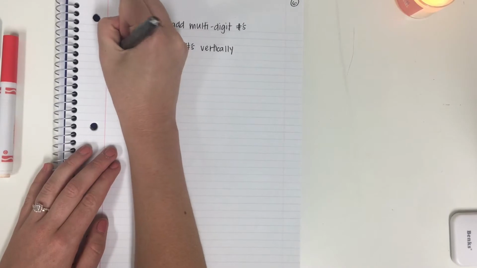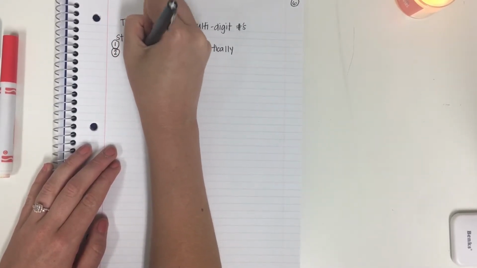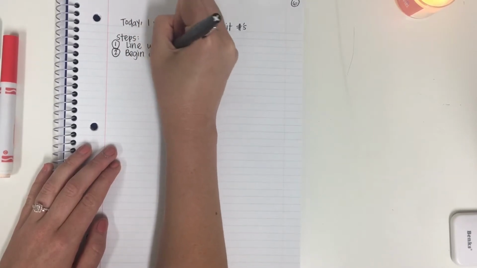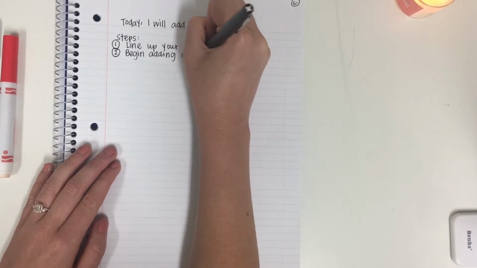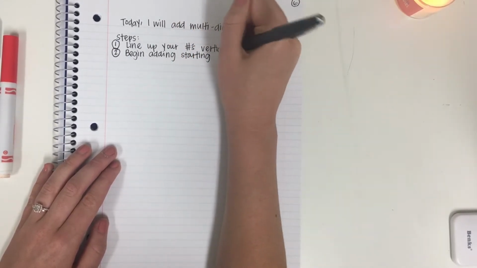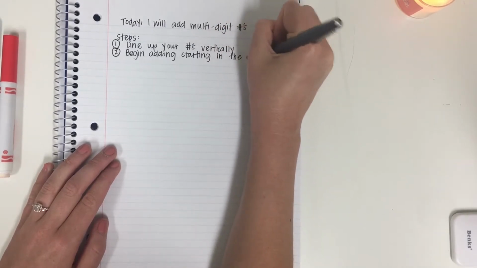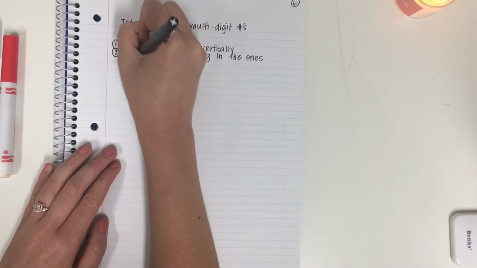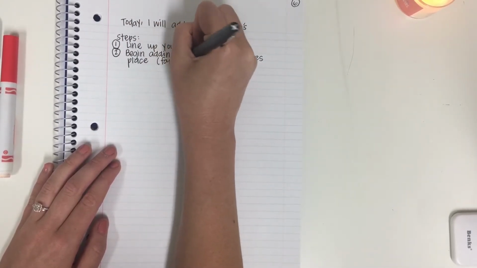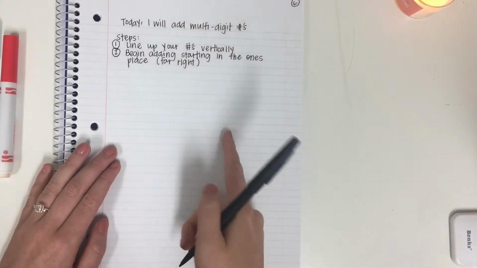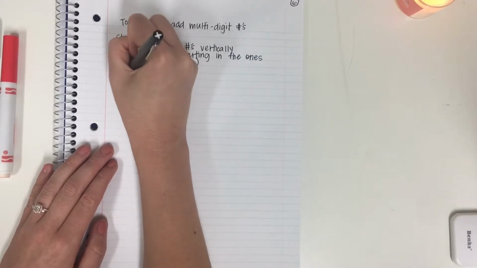Okay, step 2, begin adding, starting in the ones place, or what we call the far right. So we're going to do our problem right to left. So let's look at some examples.